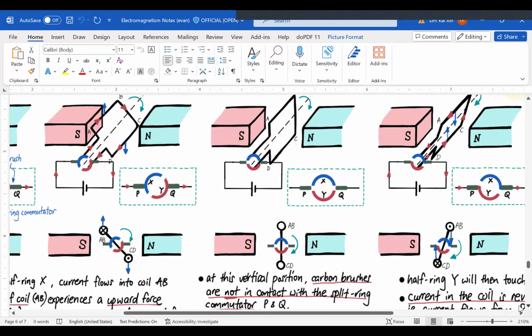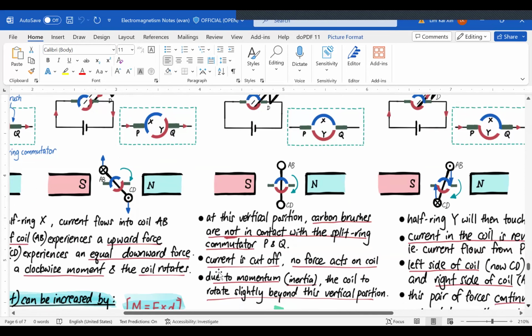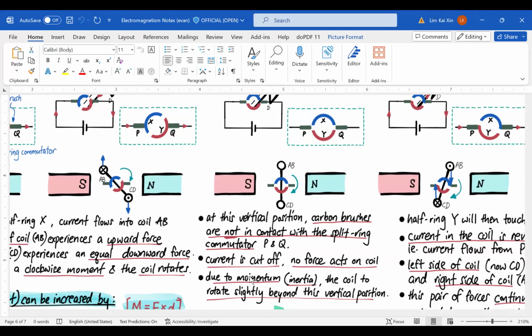When it's not in contact, there is no current that's going to flow through the coil ABCD. Current will be cut off. And when there is only a magnetic field but no current, you will not have a force. So there is no force that acts on the coil. And with no force, this coil by right should be stationary.